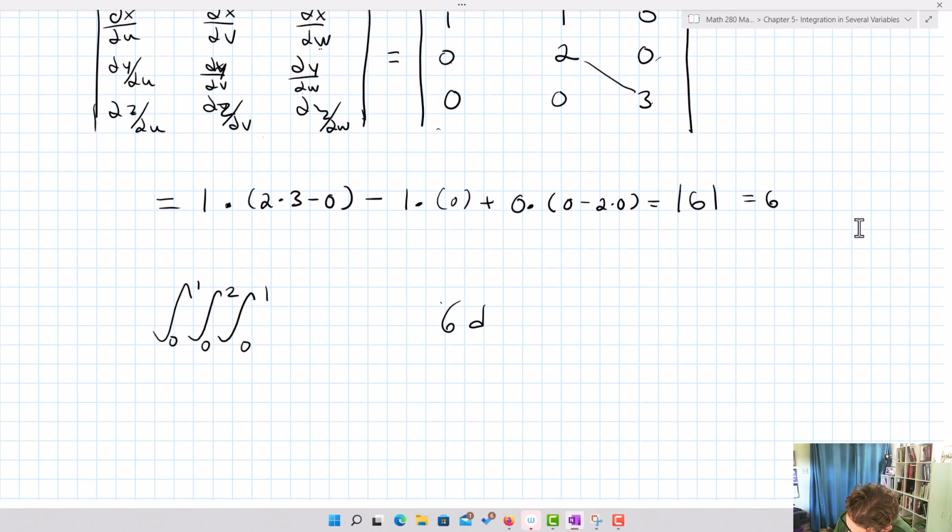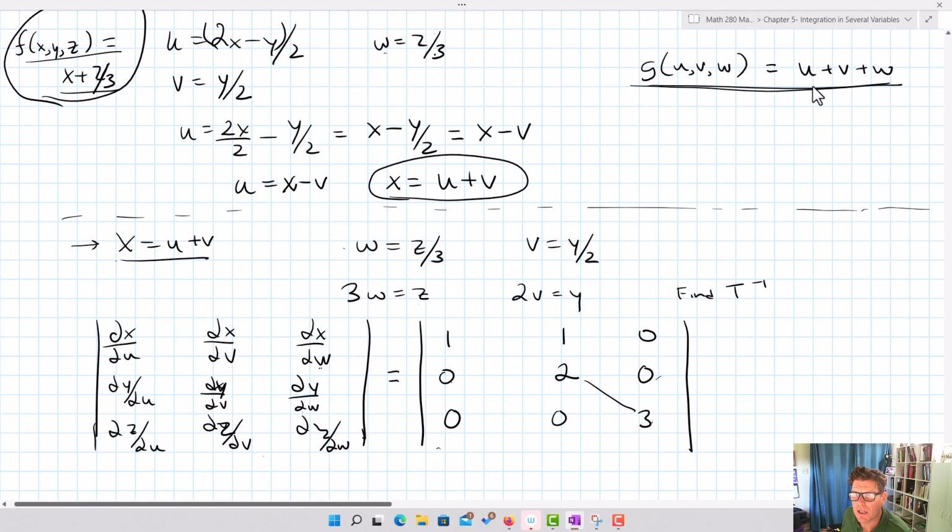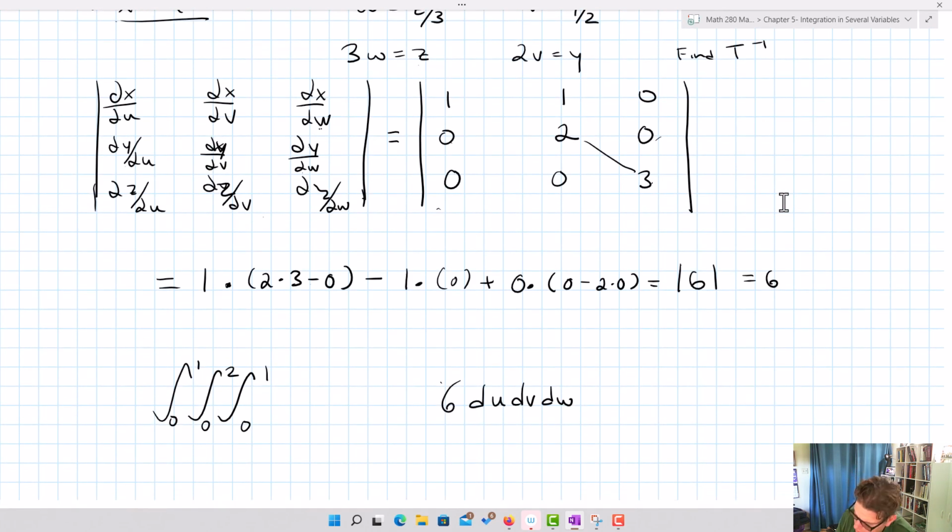So this means that's going to go du, dv, dw. That's going to be our order of integration. And then we've got our function u plus v plus w. So this is going to be u plus v plus w. And that's the setup for our triple integral.